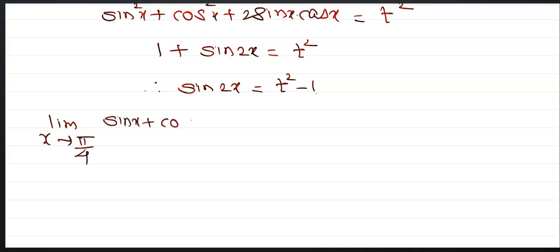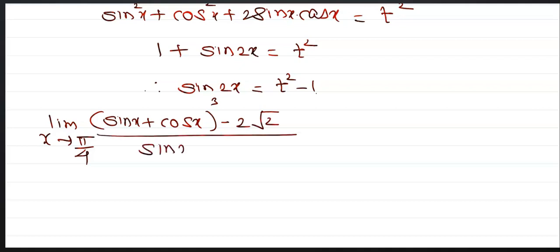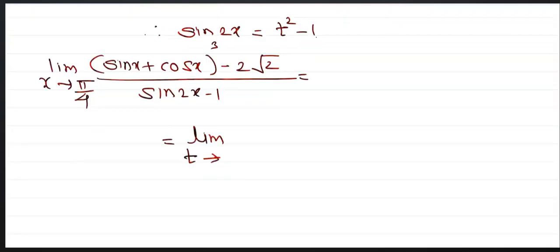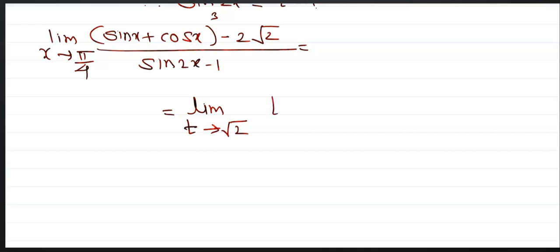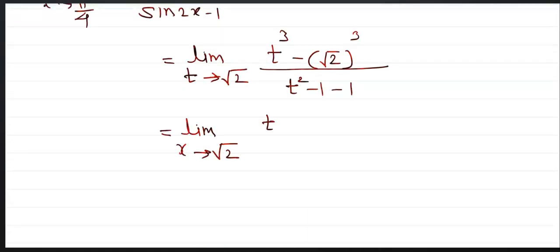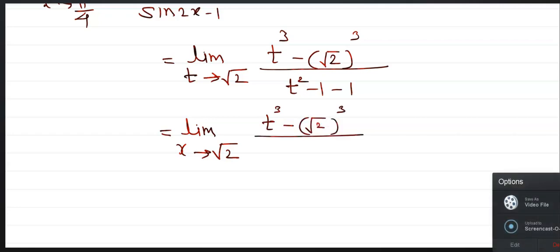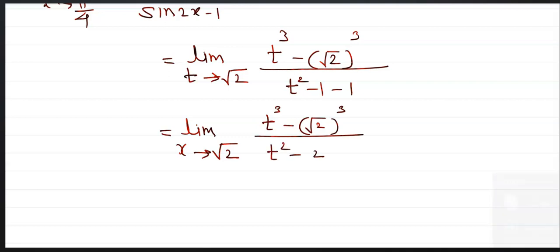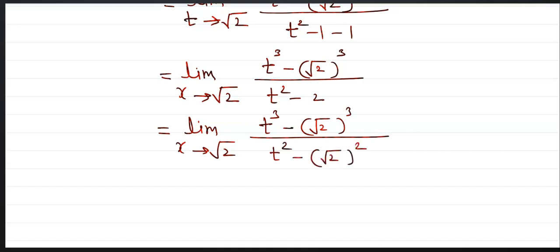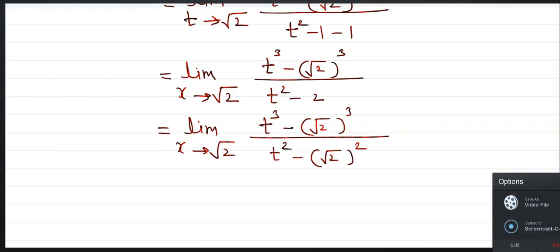Therefore, limit x tends to pi by 4 of (sin x plus cos x) cube minus 2 root 2 upon sin of 2x minus 1 is equal to limit t tends to root 2 of t cube minus (root 2) cube upon t square minus 2. That is, 2 is written as (root 2) square.